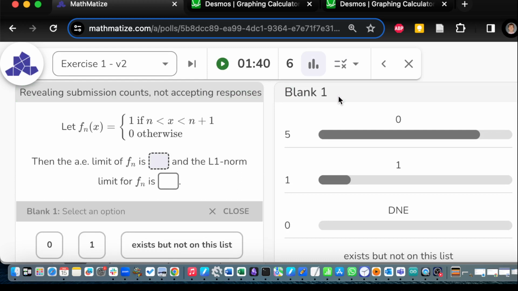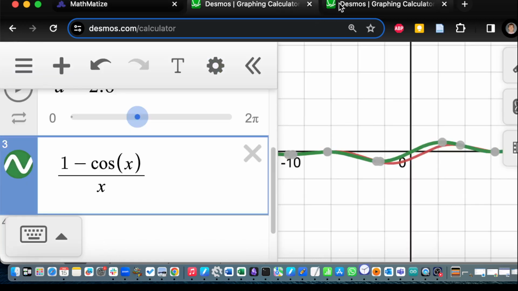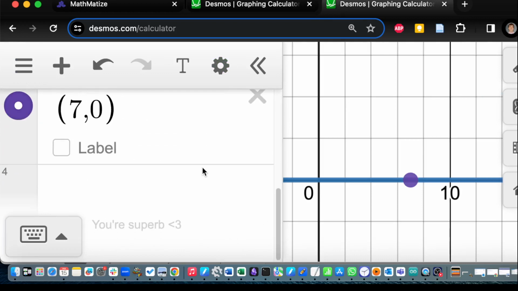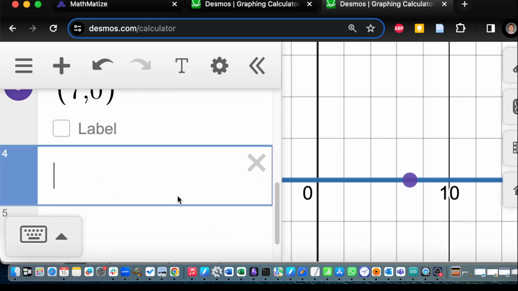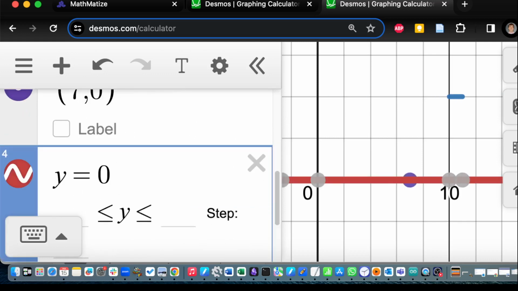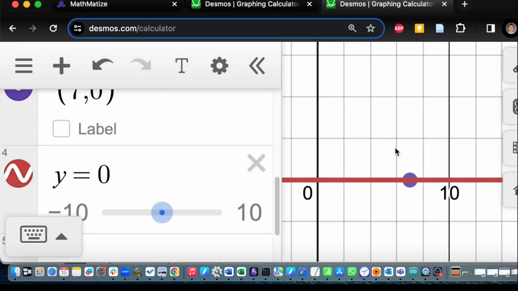Okay. Perfect timing. So this time, 5 people now think the almost everywhere limit is 0. Remember, it's not the 0 of the number, it's 0 of the function. If I was nicer, I would have put a vector 0, because I'm talking about the function that is 0 everywhere. The function y equals 0. Where's y equals 0? Right here. So, is it converging almost everywhere?